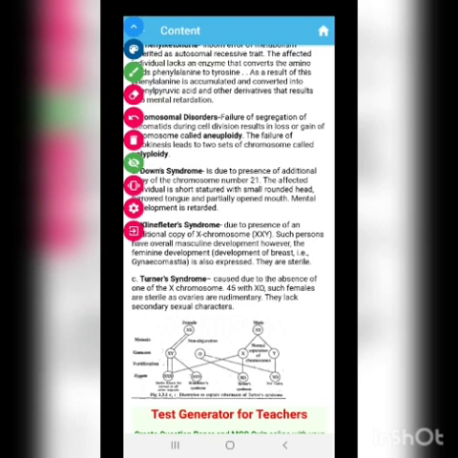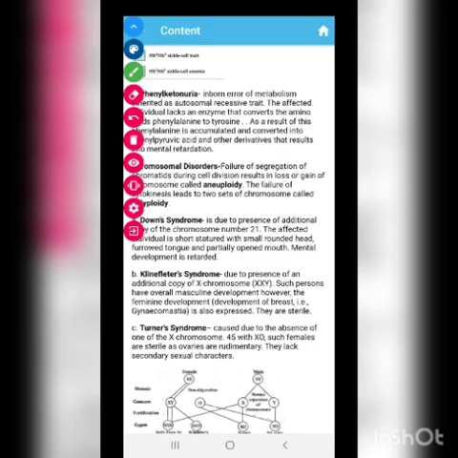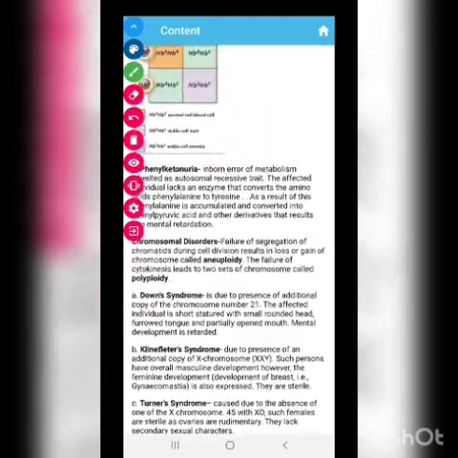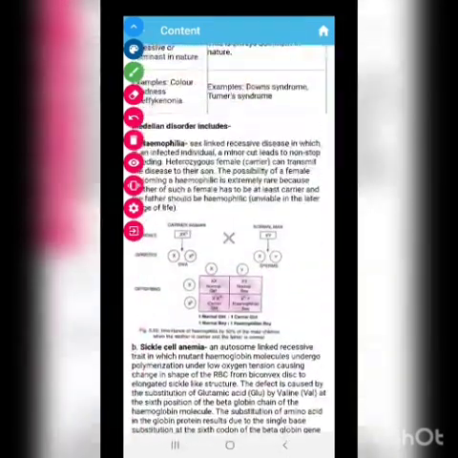This is all about chromosomal disorders. We studied all the chromosomal disorders, and this chapter finishes here.